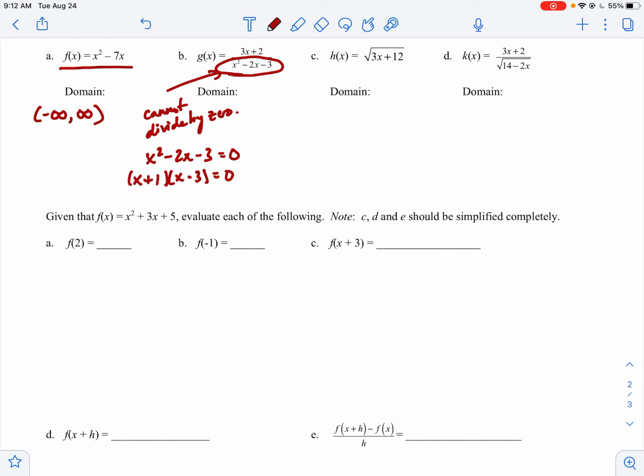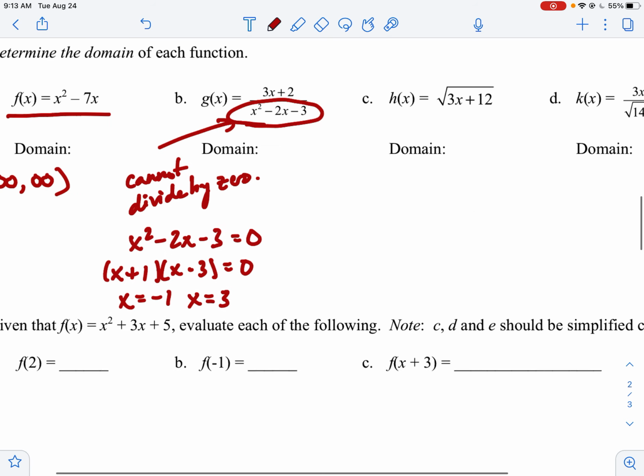And so it multiplies to -3 and adds up to -2. So if I set each of those factors equal to 0, I'm going to find out that at -1 and 3, that's going to create a 0 there in the denominator. And I'm not allowed to divide by 0, right?